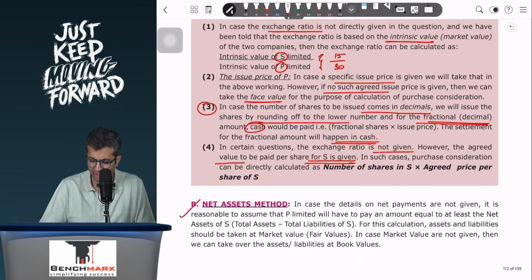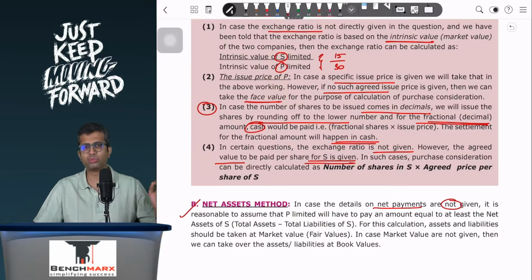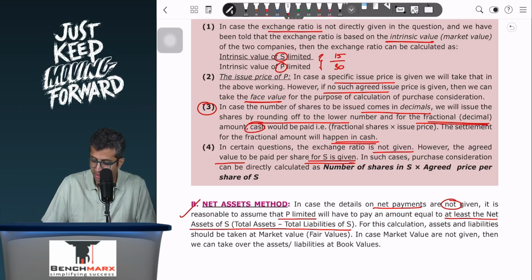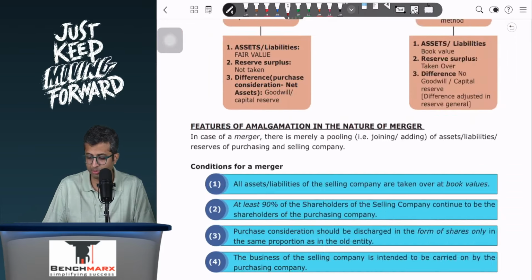Okay, next we have the net assets method. In case the details on net payments are not given, only then will you go to the net assets. In such a case, we will take the fair value of the net assets. It is reasonable to assume that P will pay an amount equal to at least the net assets of S. In this calculation, assets and liabilities should be taken over at the market values. In case market values are not given, then we take them over at the book values.